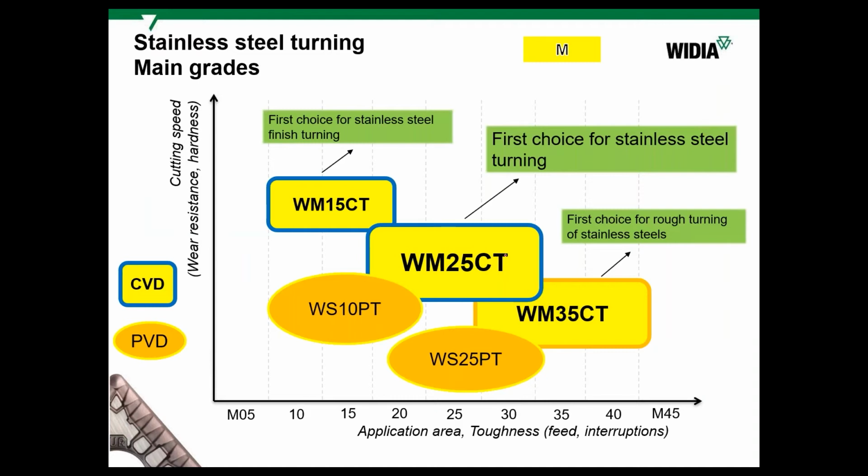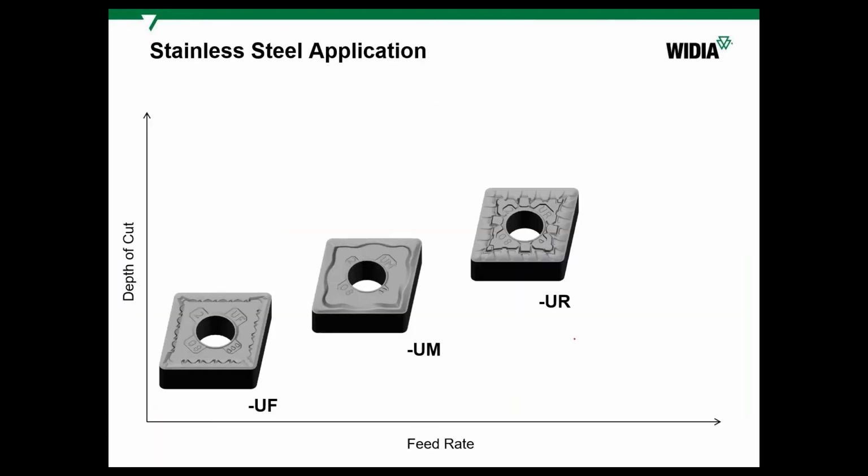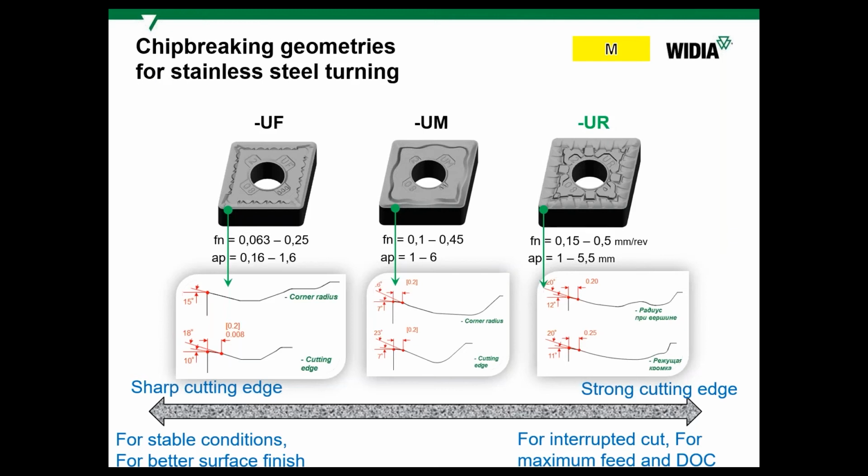And we also apply different grades for stainless steel. For interrupted cut, WM35, WM15 for stable conditions, and for semi-finishing, WM25. Also, there is a separate line of chip breakers. Also, it has a range of depths of cut and also feeds per revolution.